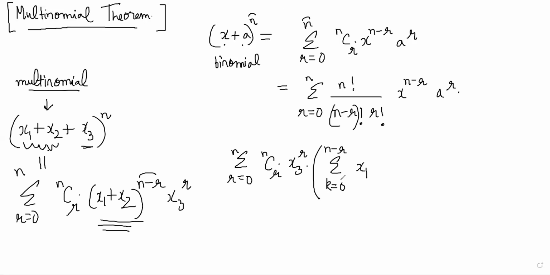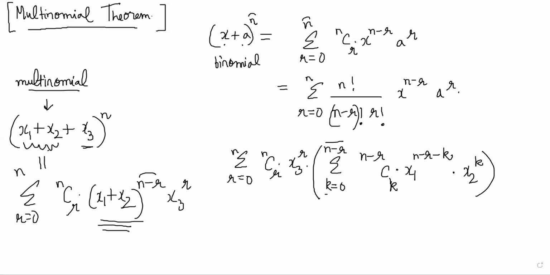And it will be x1. No, first there will be an nCr type of term. So it will be (n minus r)Ck, right? And it will be x1 power this minus this, n minus r minus k, multiplied by x2 power k, right? So this type of thing is coming. That is what you get when you do this.